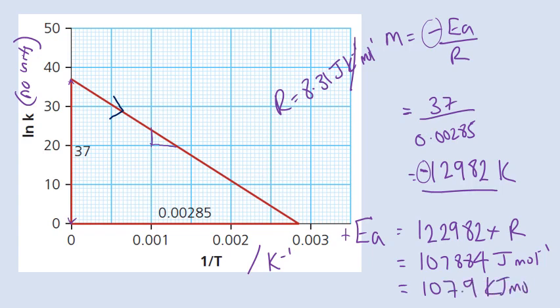So again, look out for that because quite often they'll ask you to calculate the activation energy in kilojoules per mole. And when you get your gradient and you multiply it by R, that will give you joules per mole. So just be careful on that one.